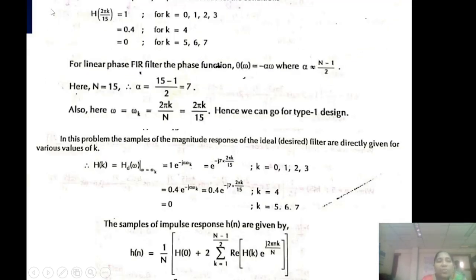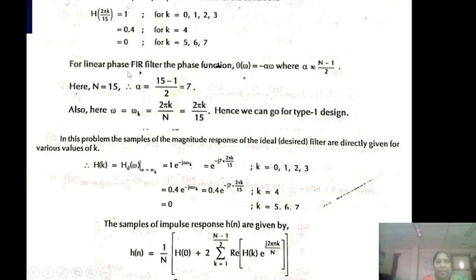Now let us solve a problem based on this. The given problem is you have to determine the linear phase FIR filter of length N equal to 15 which has a symmetric unit sample response and frequency response that satisfies the condition H of 2 pi k by 15 equal to 1 for k varies between 0 to 3, 0.4 for k equal to 4, 0 for k equal to 5, 6, 7.